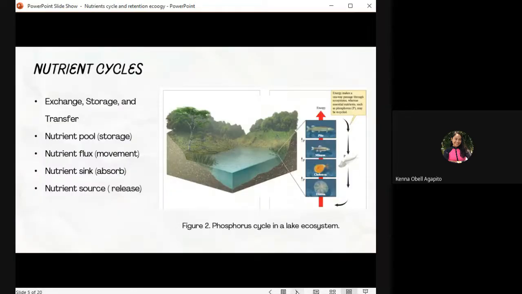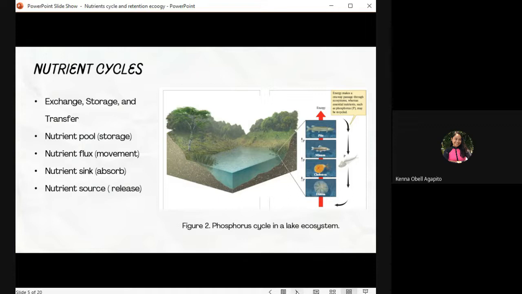Nutrient cycling is the exchange, storage, and transfer of biogenic nutrients through various components of the ecosystem so that nutrients can be used again and again. In the nutrient cycle, a nutrient pool is the amount of a particular nutrient stored in a portion or compartment of an ecosystem. All nutrient cycles are dynamic, with what we call the nutrient flux. Nutrient flux is the movement of nutrients between the pools of an ecosystem, while a nutrient sink is a part of the biosphere where a particular nutrient is absorbed faster than it is released.